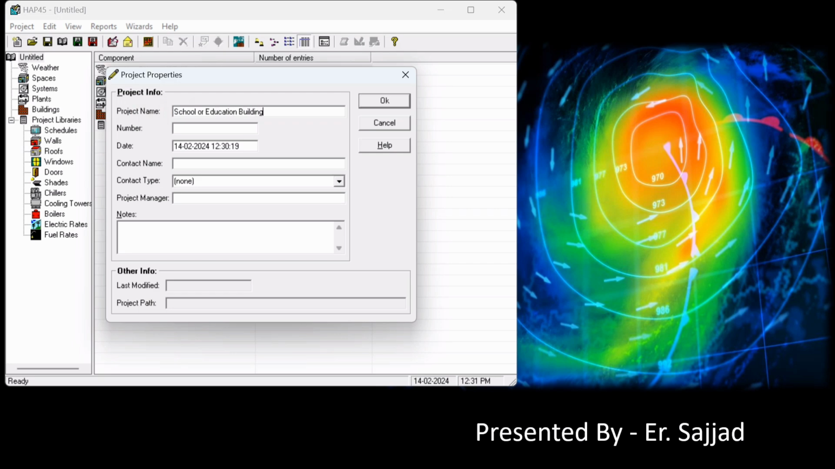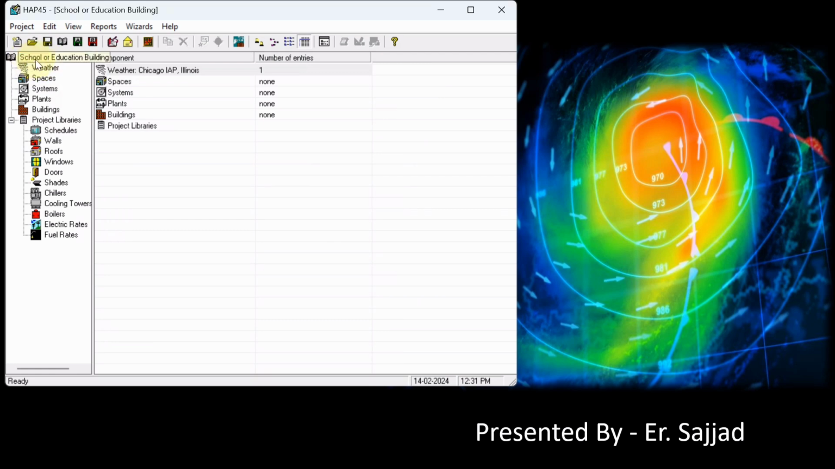You can give any number here like 001. Then contact name, contact type, project manager. If you want to write some notes, you can write them down. Finally, after adding this project information, you have to hit on OK. Now here you can see, in place of untitled, our project name is written: school or education building.